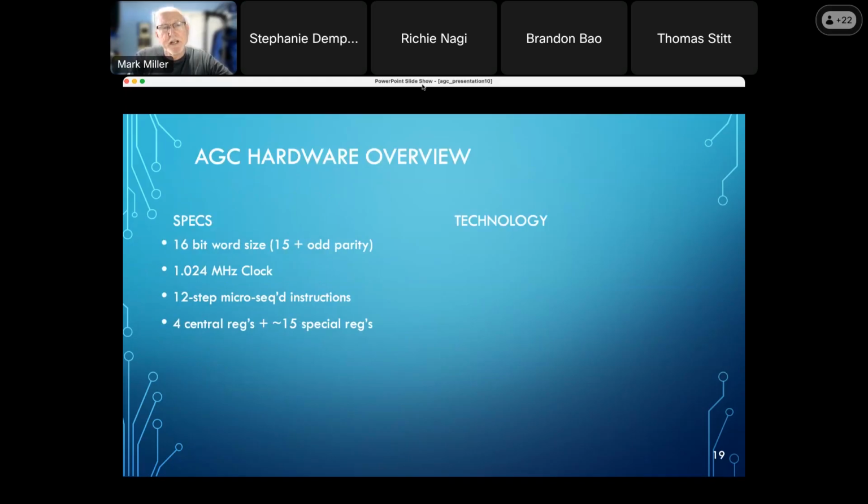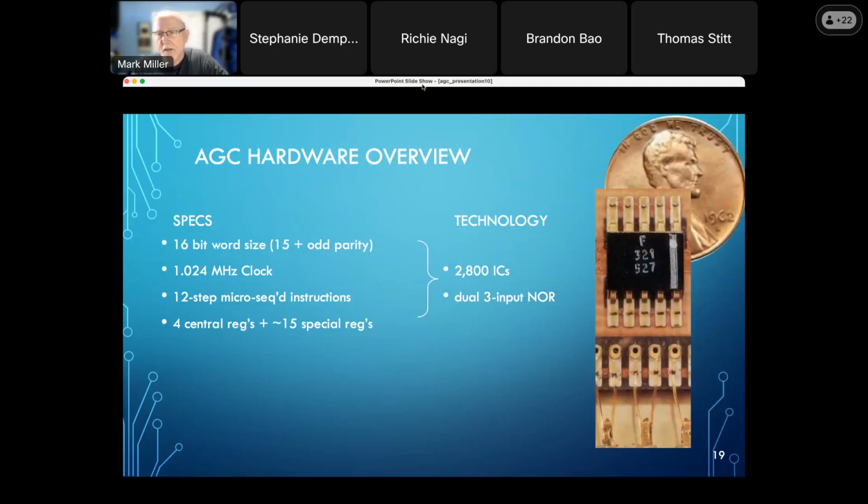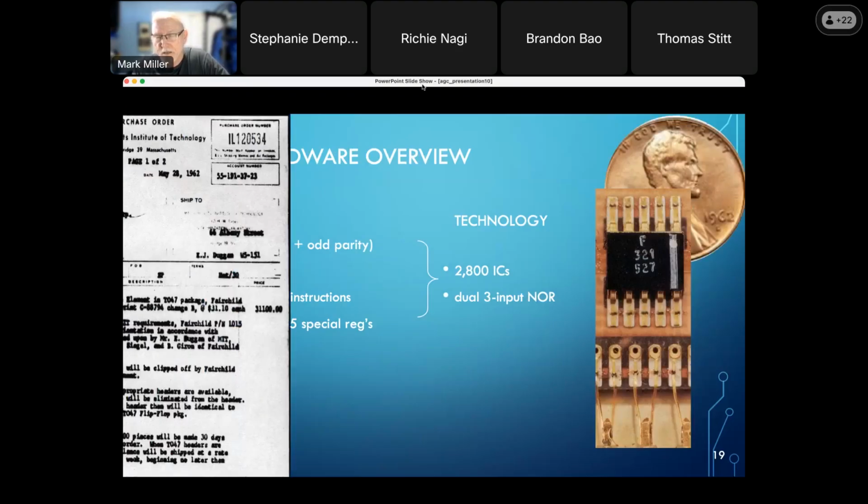The machine had a 16-bit word size, 15 useful bits, 1 bit for parity, and a 1 megahertz clock. Instructions were broken down into a 12-step microsequence, 7 steps of which was the memory cycle. There were 4 central registers and a number of special purpose registers. These were all implemented using 2800 integrated circuits. These were dual 3-input NOR gates, sort of a flat pack. That's an example of one of the circuits and a rough estimate of their size scale.